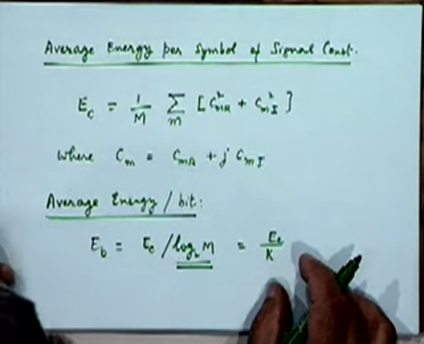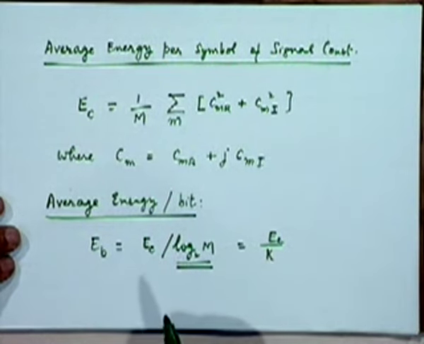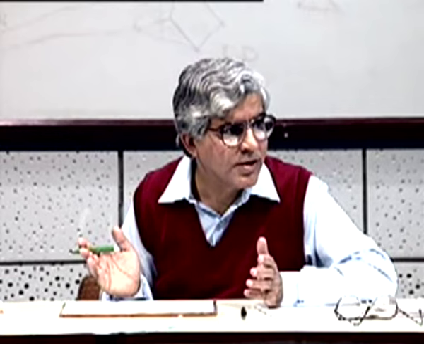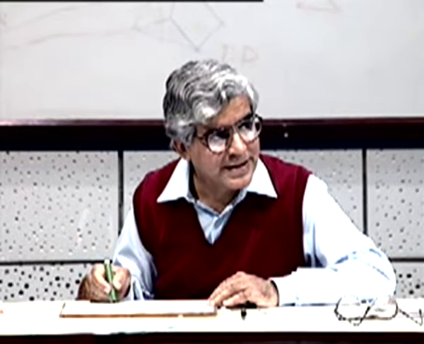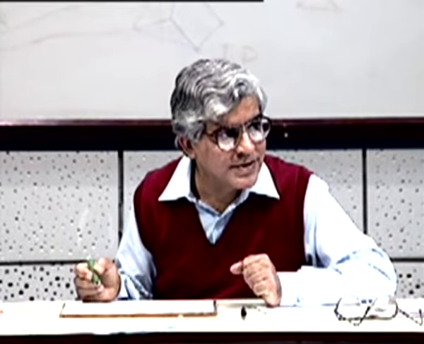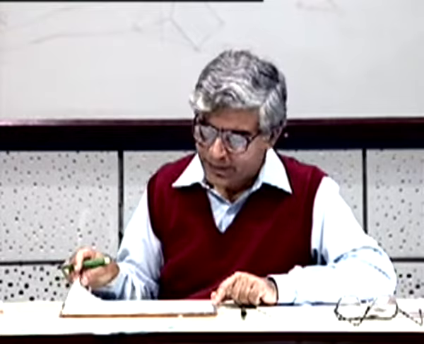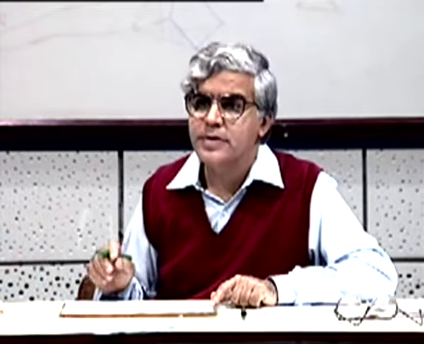This definition of average energy per bit is basically, this is the average energy per symbol. Each symbol represents how many bits? Log M bits, log M to the base 2, or k bits. Therefore, average energy per bit is E sub C upon k. This is as far as the energy definitions are concerned.